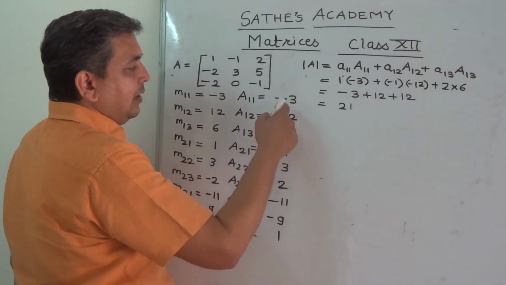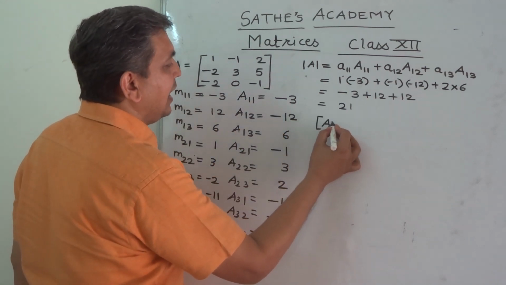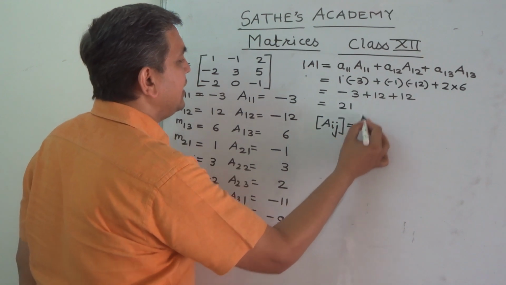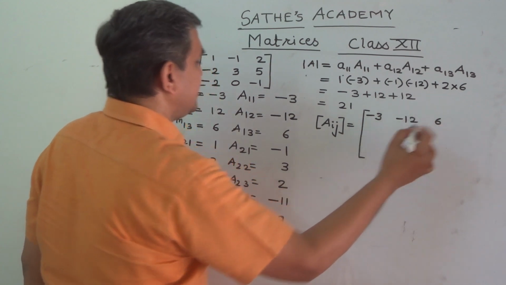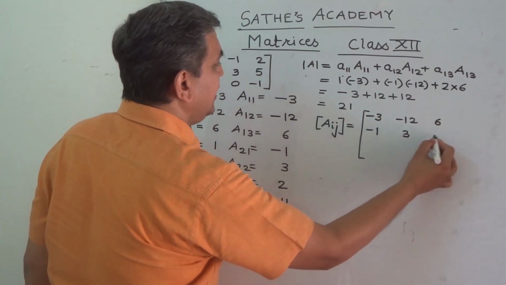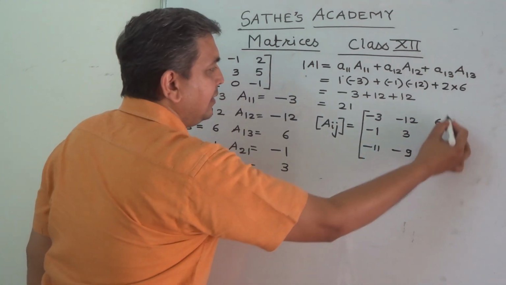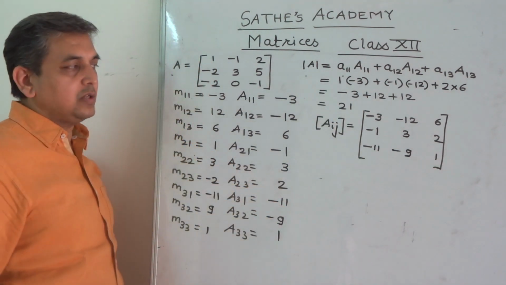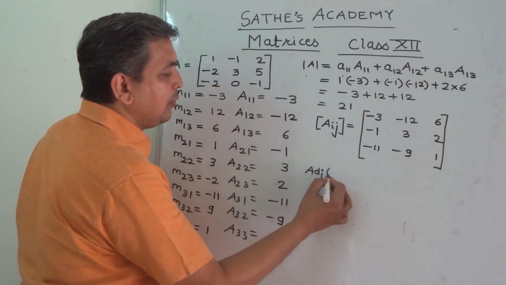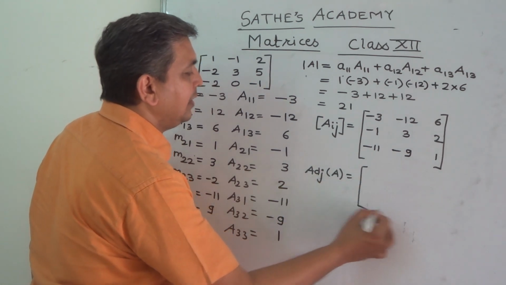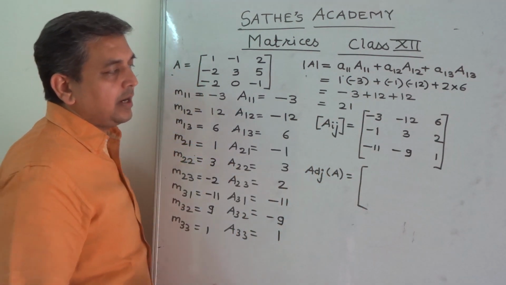Now we find matrix of cofactors Aij. What will be this matrix? Minus 3, minus 12, 6, minus 1, 3, 2 and minus 11, minus 9, 1. This is matrix of cofactors. And the next step, formula for adjoint of A. What is this formula? Aij transpose. Transpose of this matrix. How to get the transpose?